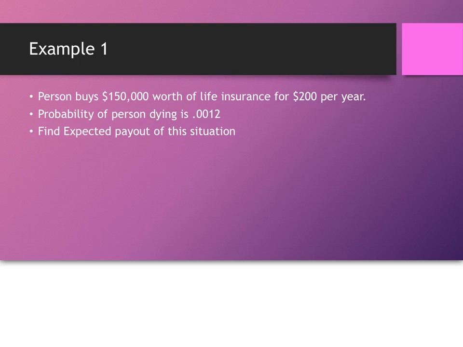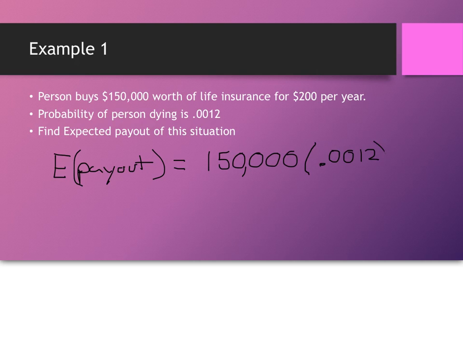So let's do this. A person buys $150,000 worth of life insurance, and that person's going to pay $200 per year. Well, forget about the $200 per year right now. Let's calculate the expected payout. So how much does the insurance company pay out on average for people who buy this much life insurance? Well, you pay out $150,000 if it happens. But it only happens 0.0012 of the time. So you take your total payout, and you multiply it times the probability of actually having to pay that amount.